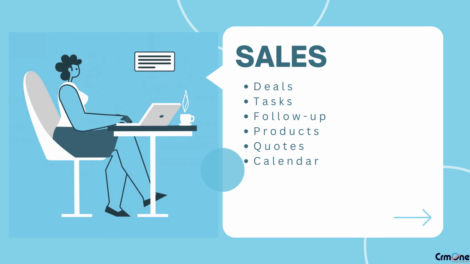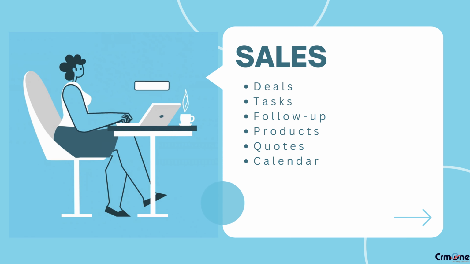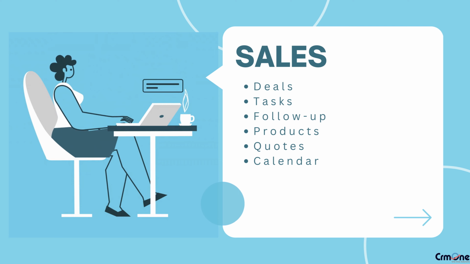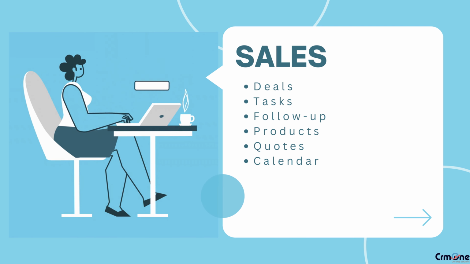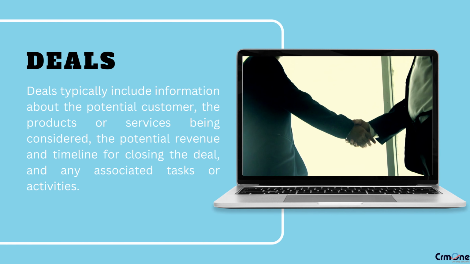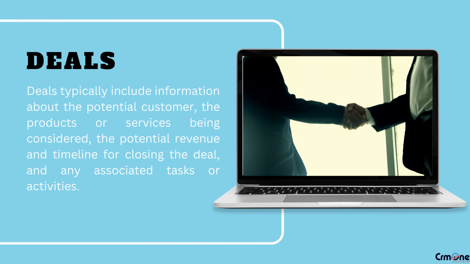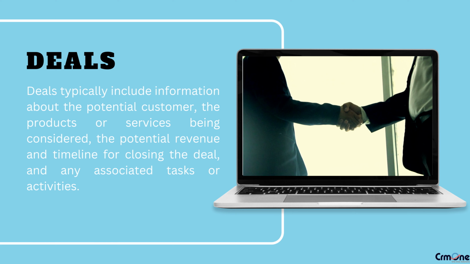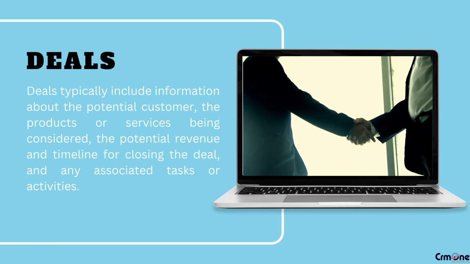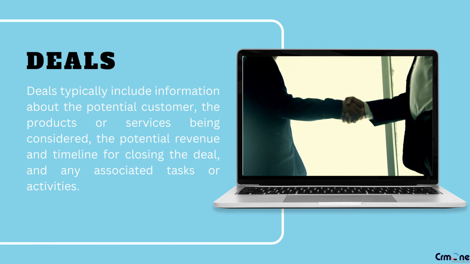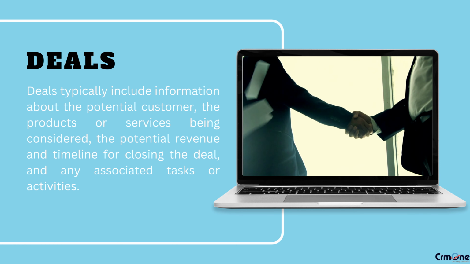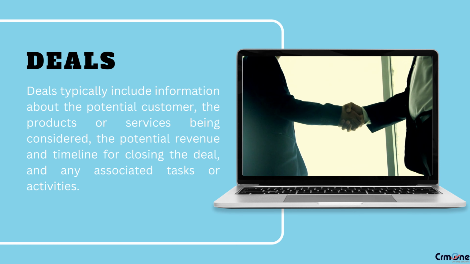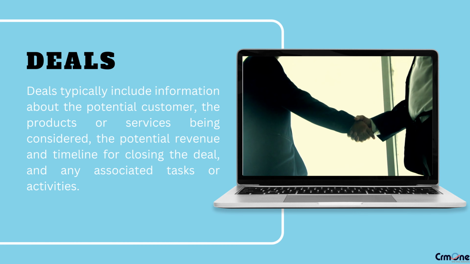Now, let's move on to the sales. Under sales, you will have deals, tasks, follow-up, products, codes, and calendar. Now, first we have the deals. Deals typically include information about the potential customer, the products or services being considered, the potential revenue and timeline for closing the deal, and any associated tasks or activities.